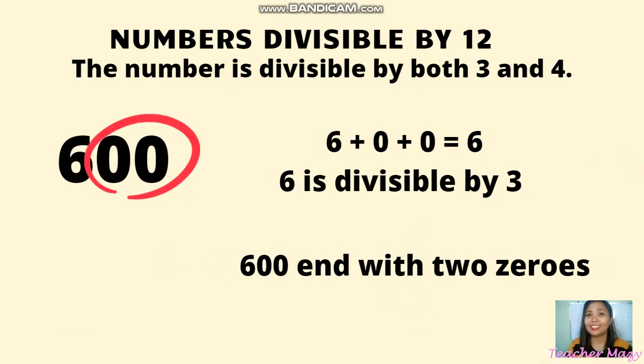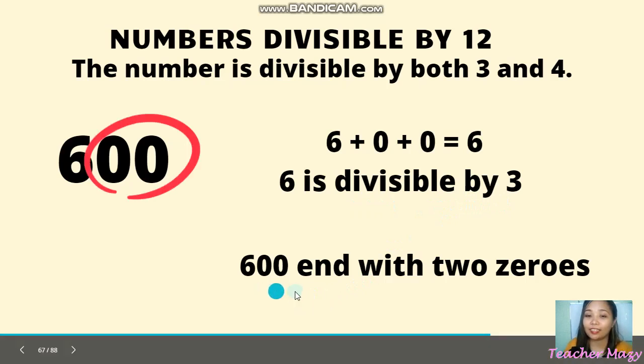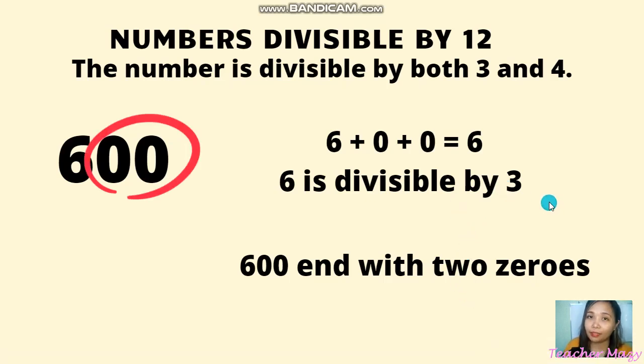Next is 600. Okay, 600. So, add all the digits. 6 plus 0 is equal to 6. Okay, and 6 is divisible by 3. Next, 600 ends with 2 zeros. So, that means it is divisible by 4. So, 600 is also divisible by 12 because pwede siyang i-divide by both 3 and 4.